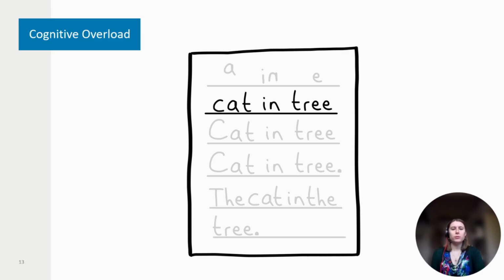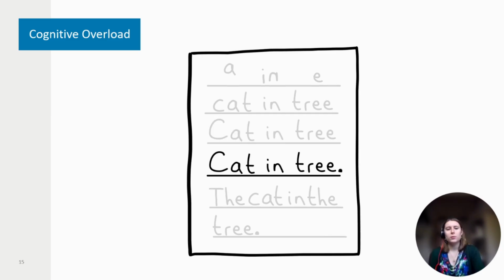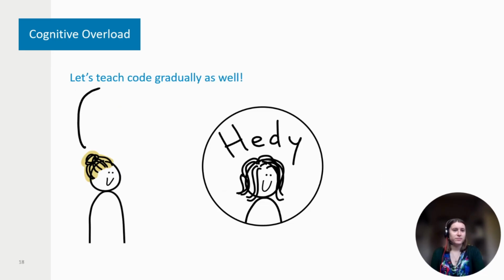And then we learn that we can start a sentence with a capital letter and end it with a dot. And then we learn that we can also use multiple lines to make a sentence. And then we finally get to complete sentences that start with capital letters that have proper punctuation. So the rules change gradually. So why not teach code gradually as well?